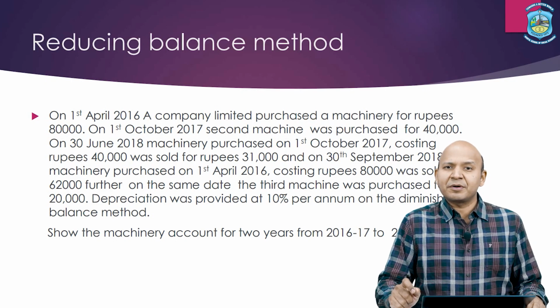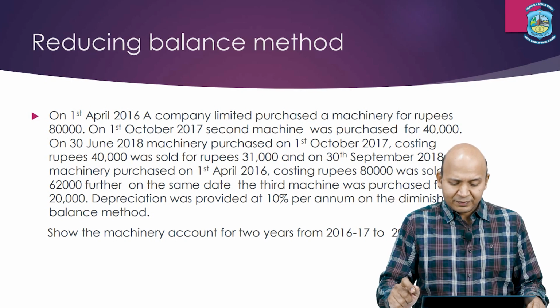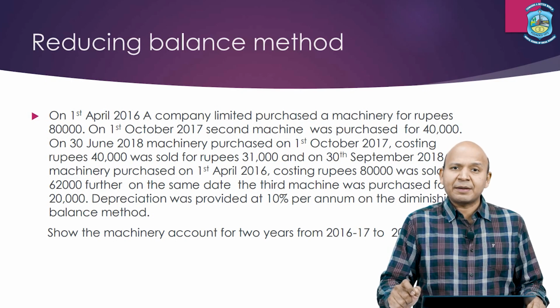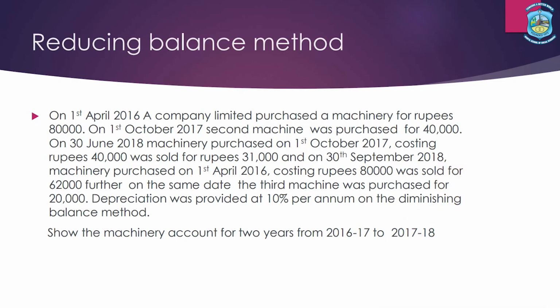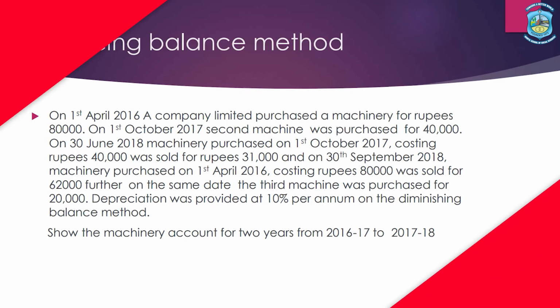And on 30th September 2018, the machinery purchased on 1st April 2016 costing Rs 80,000 was sold for Rs 62,000. And further, on the same date, a third machine was purchased for Rs 20,000. Depreciation was provided at the rate of 10% per annum on the basis of diminishing balance method. So they are asking us to show the machinery account for 2 years, that is from 2016-17 to 2017-18.